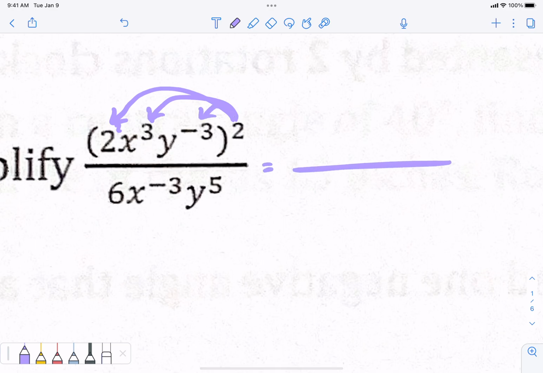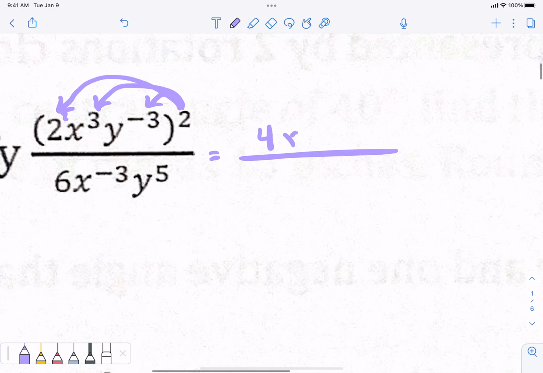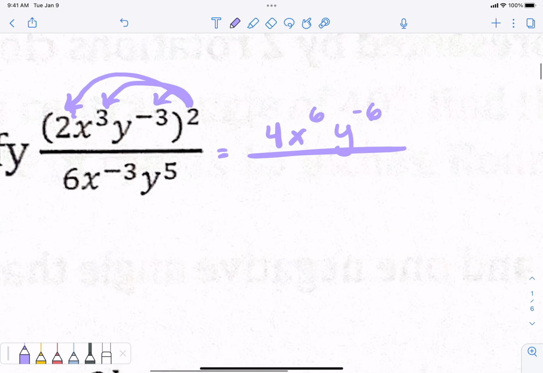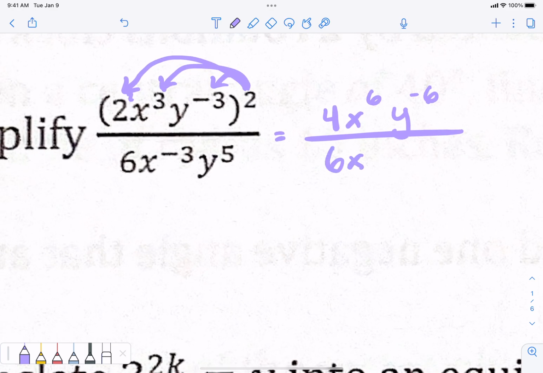So let's just do that top part. Don't forget to square the 2. Squaring the 2 would make it 4. Okay? It would be x to the 6th and y to the negative 6th. Okay? On the bottom, we'll just leave it like this, negative 3, and y to the 5th.